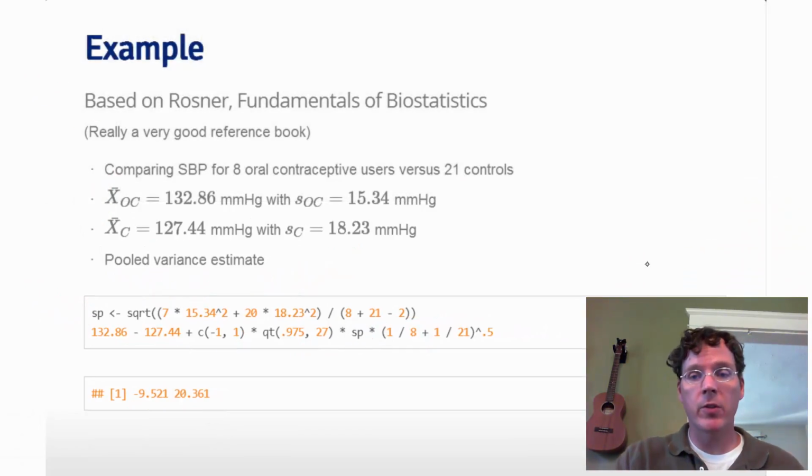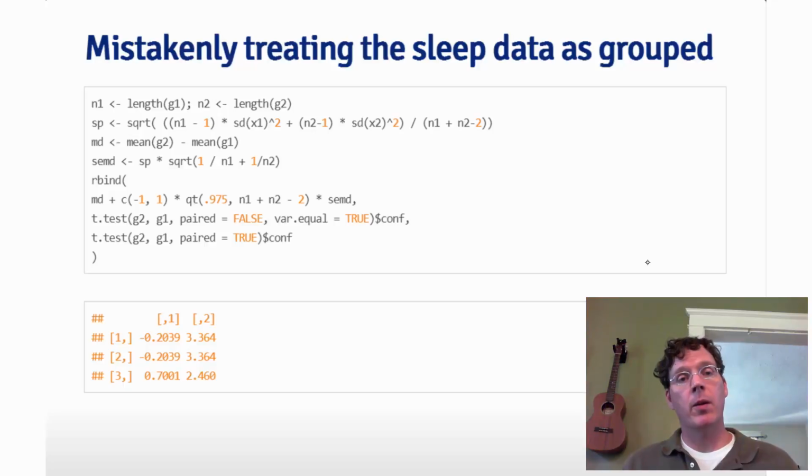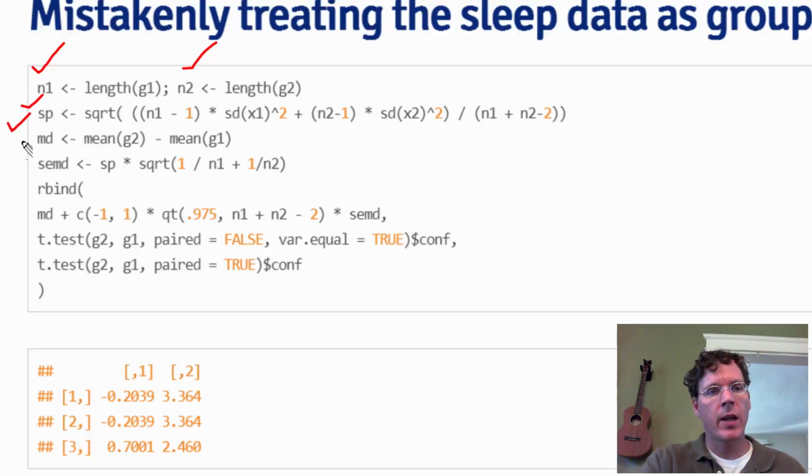Let's move on to another example. Let's revisit the example where we were looking at the sleep patients on the two drugs, but let's pretend that the subjects weren't matched. So I have n1 from group 1, n2 from group 2. Remember, in this case, both of those would be 10. I go through the construction of the pooled standard deviation estimate. I get the mean difference, and I get the standard error of the mean difference, which is the pooled standard deviation estimate times square root 1 over n1 plus 1 over n2.